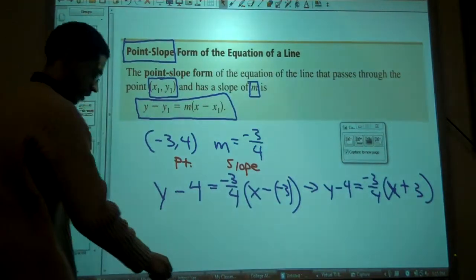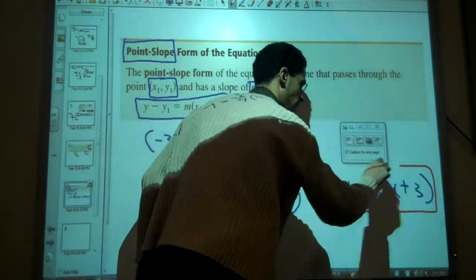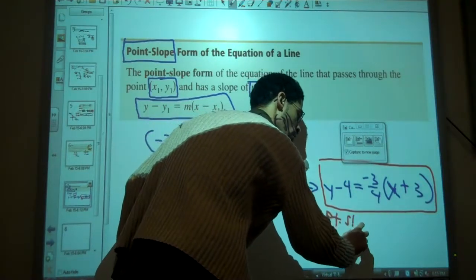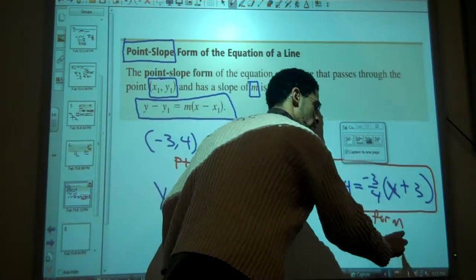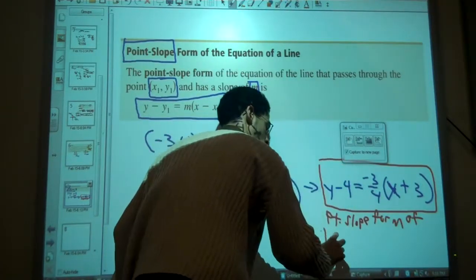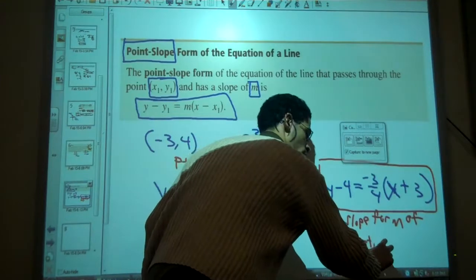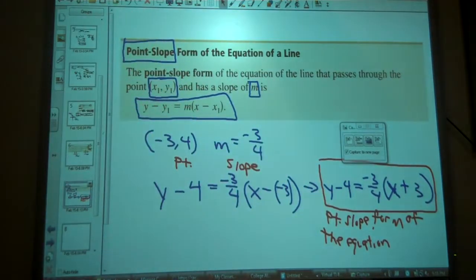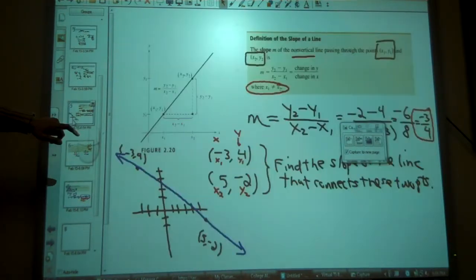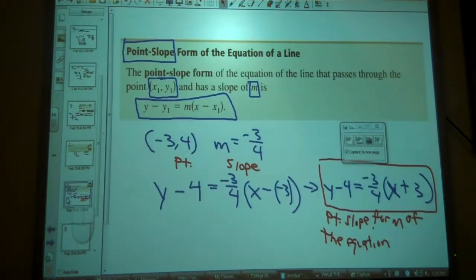Okay, and we can leave it like that. Nothing wrong with that. That's the point slope form of the equation, which we had graphed back here. You only need one point. If you have another point, that's okay. But for this form, you only need one point, and that's enough. And the slope together with that one point is what you use. Questions on that? Good. All right.